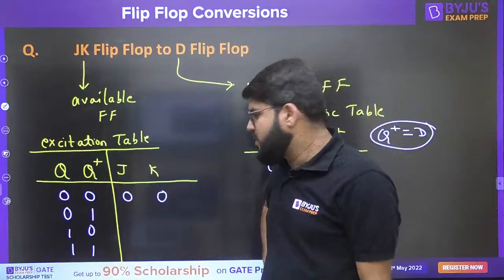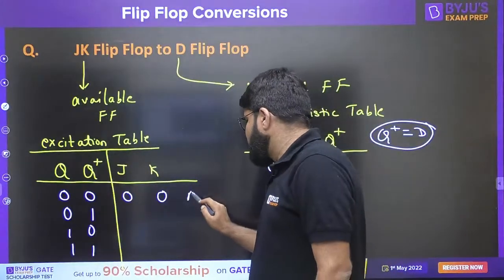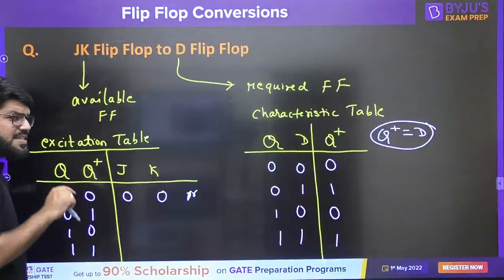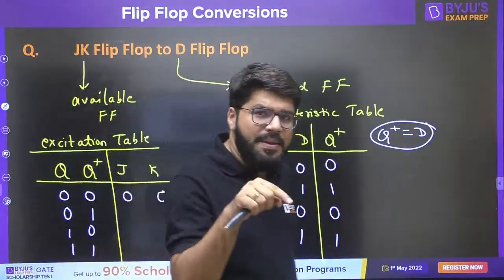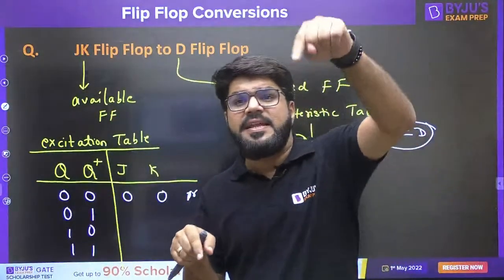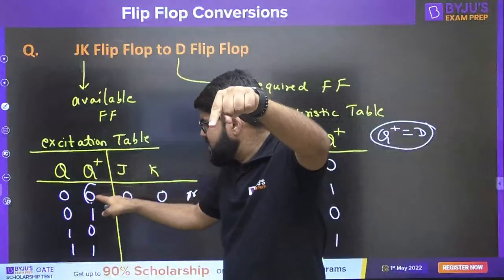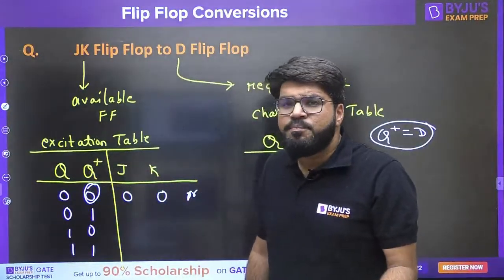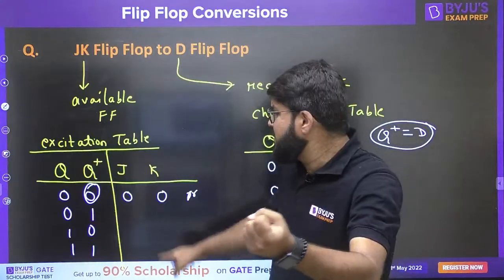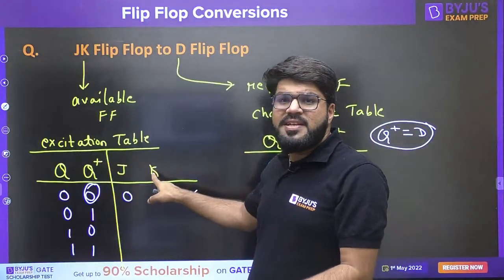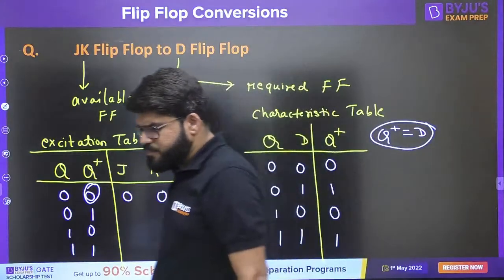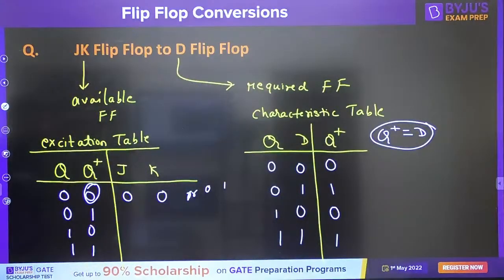Or there is one more way of thinking. Q is 0, Q plus is 0. Maybe somebody has intentionally reset the device. And how do you reset the device? What is the JK input to reset the device? Which input will reset the device? The K input. So it should be J 0, K 1.